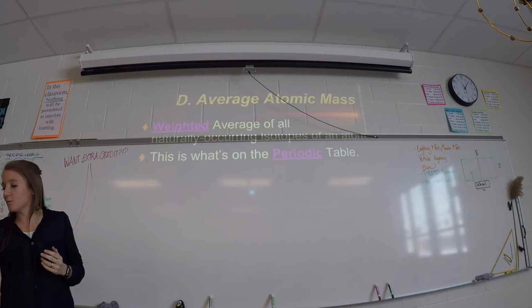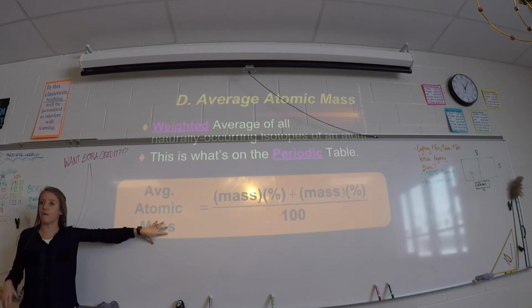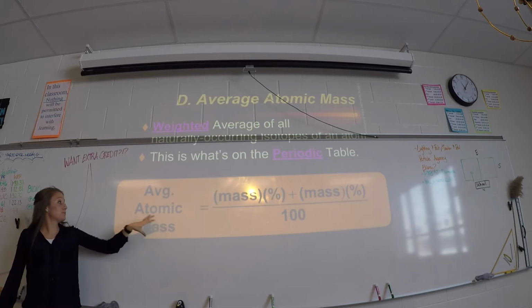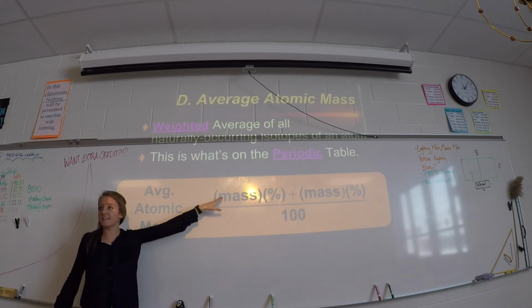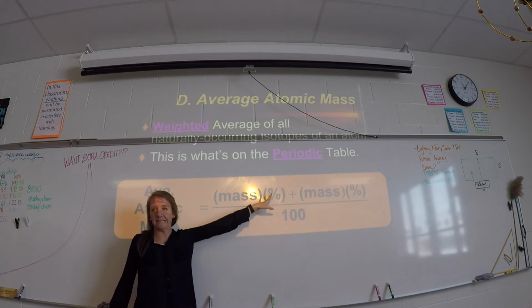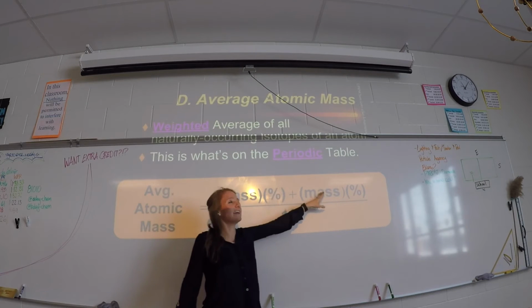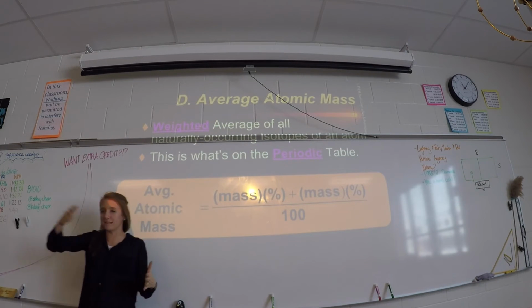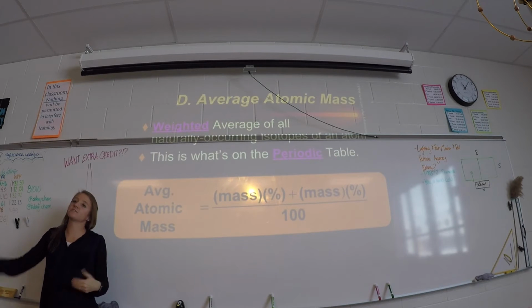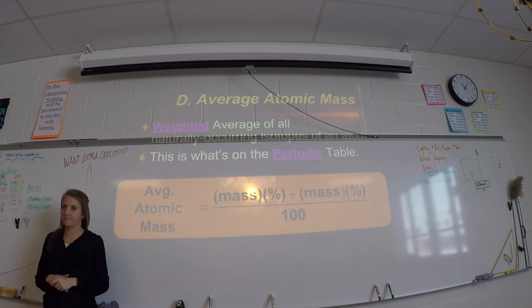So this is the equation we're going to use. Write this into that little box right there. This is the last thing you're going to do on your assignment today. To calculate the average atomic mass, you take the mass of each isotope times their percent abundance, plus the mass of the next isotope times their percent. However many isotopes you have, you do it that many times, and then you divide it all by 100.